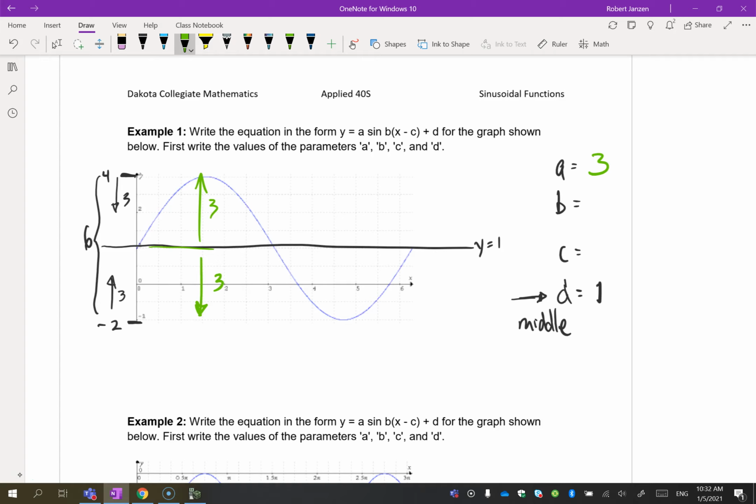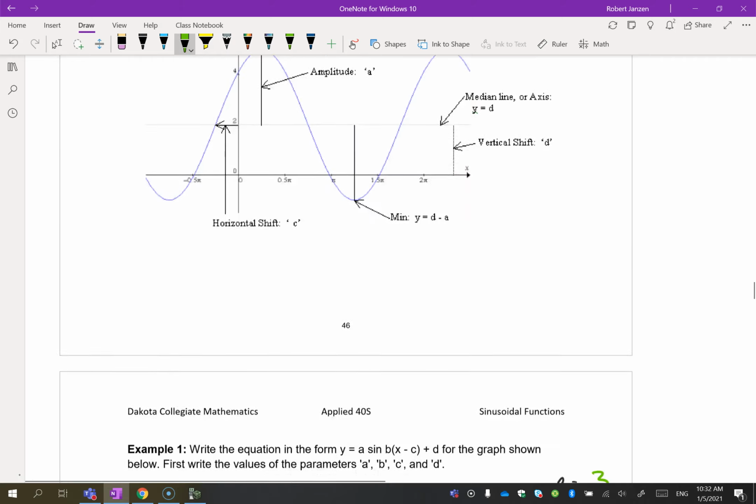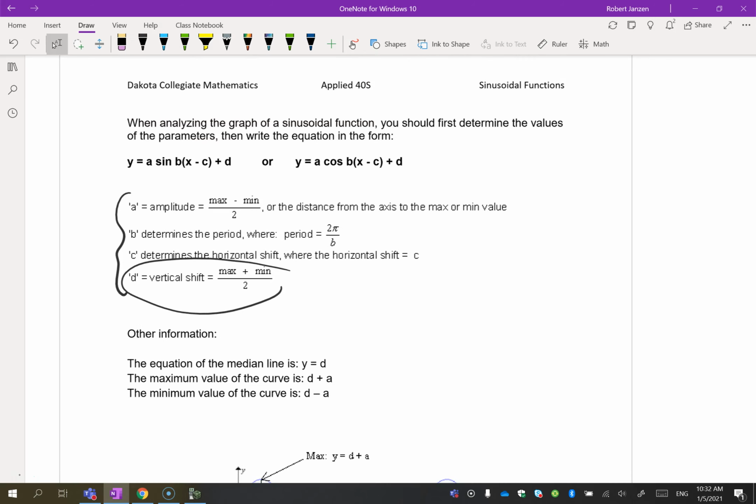That's A and D. Now B is the only one that I use the formula for. Okay? So what do we have for the formula for B? Well, that's actually backwards. This is what we did yesterday. The period is 2 pi divided by b. If I want to know what b is, I go 2 pi divided by the period. Okay?